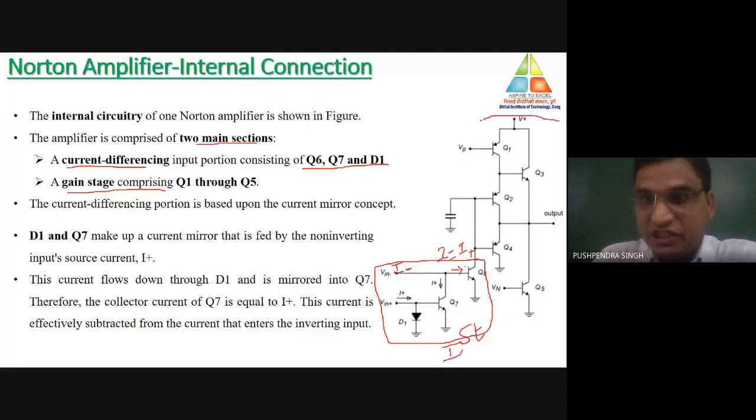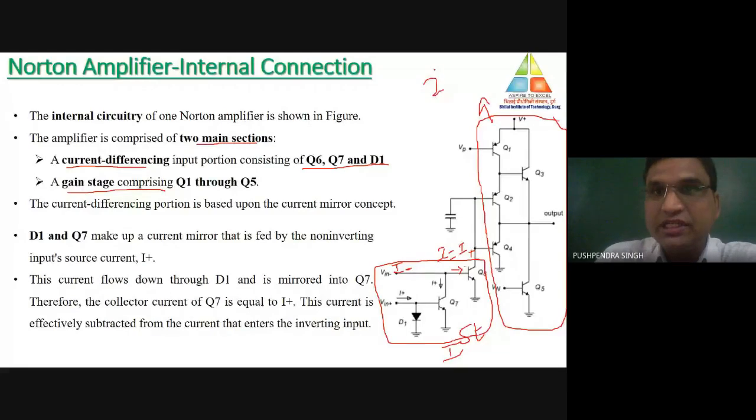So that part is the second section of the Norton's amplifier. So there are two sections. The first section is the current differencing section and the second section is the gain stage. Which part is used to provide the necessary gain in case of Norton's amplifier? Transistors Q1, Q2, Q3, Q4 and Q5, all 5 transistors are used to produce the necessary gain in case of Norton's amplifier.